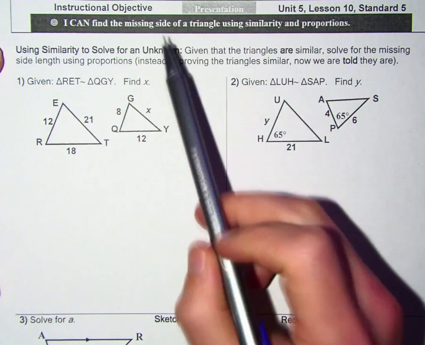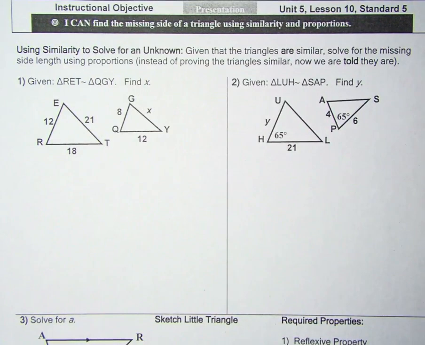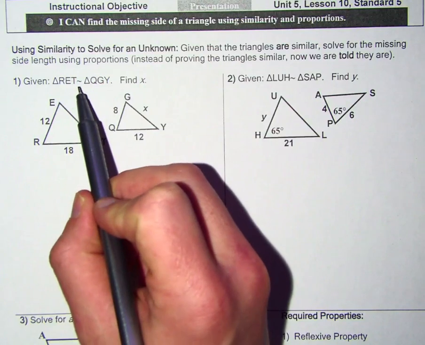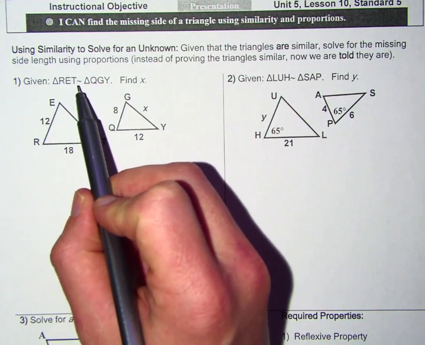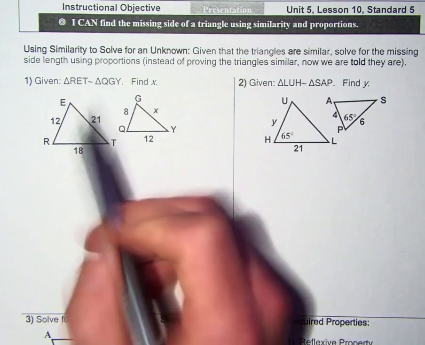I can find the missing side of a triangle using similarity and proportions. So last time we proved triangles similar. This time we're told that they're similar. And knowing that, we know they're proportional. So we can use proportions to solve for the missing side. So this order is absolutely key.